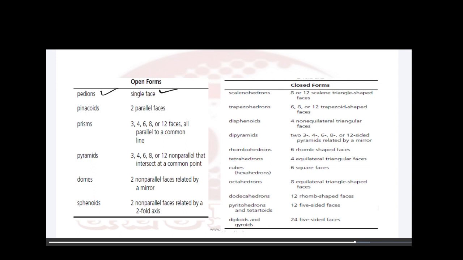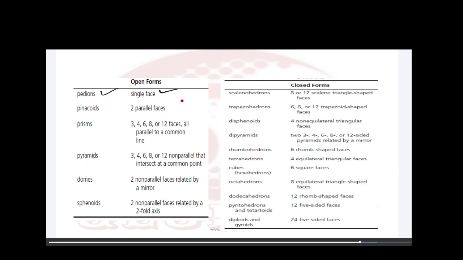Suppose consider that a crystal has all dissimilar faces, then each one can be a pedion. Such faces, each face is dissimilar to each other. So each can be considered as a pedion. So it cannot exist alone. It always exists in a combination.